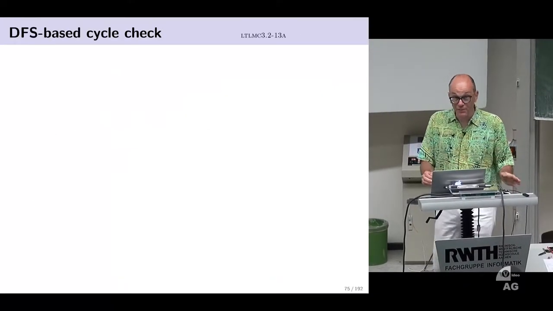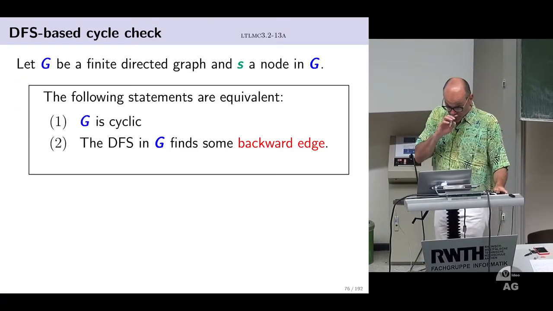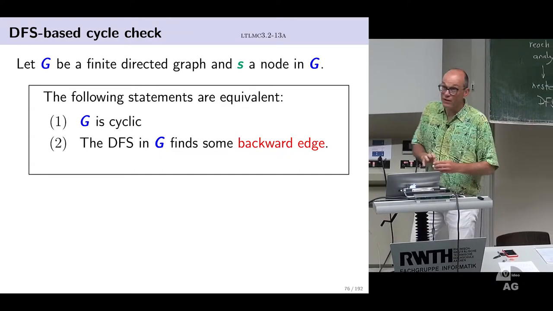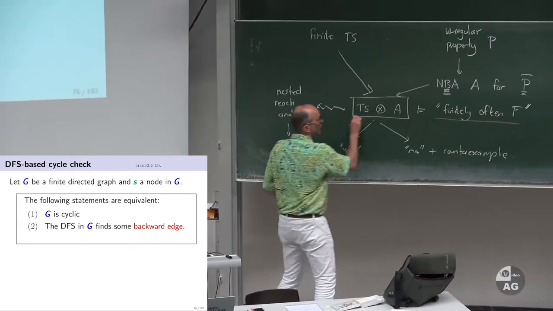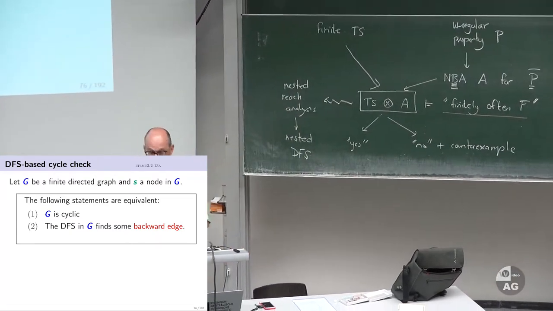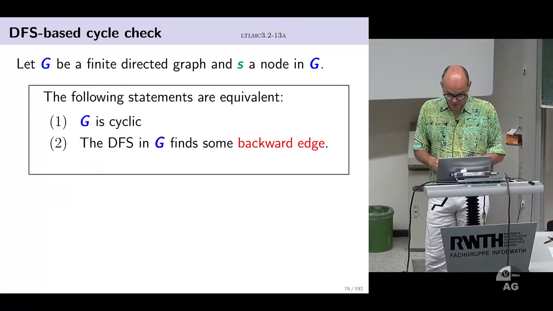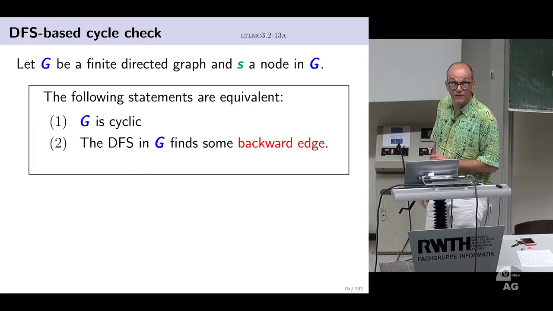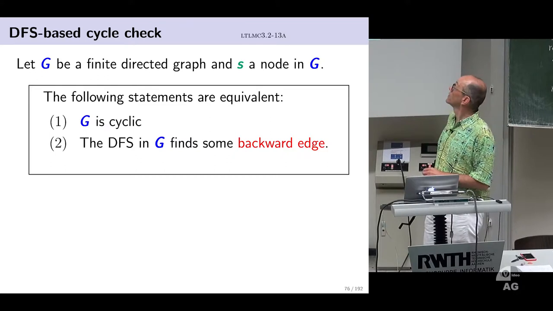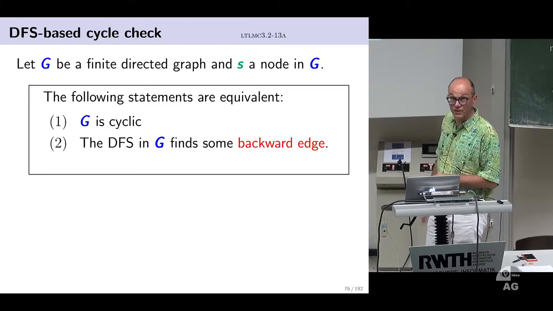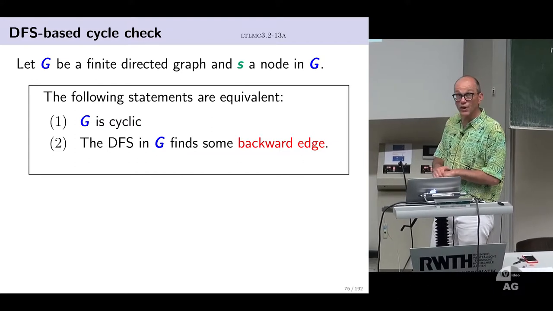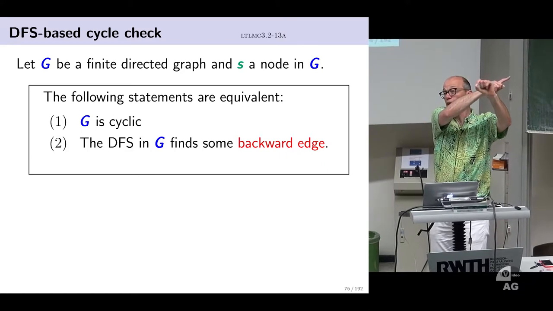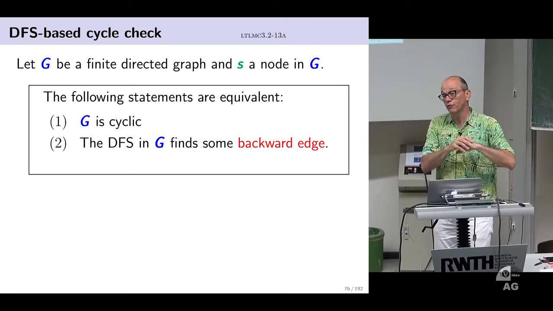Good. So let's first do the principle and then do the tricks. So we have a finite directed graph. How do I get this finite directed graph? Well, I take this object, I consider this as my graph. So here is my graph, and I have this node S, or vertex, in my graph. Then the two statements are equivalent. G is cyclic, which means G has a cycle, if and only if the depth-first search starting somewhere in G finds some backwards edge. Backwards means you are in a state, and you find an edge back to a state where you initiated some depth-first search before.